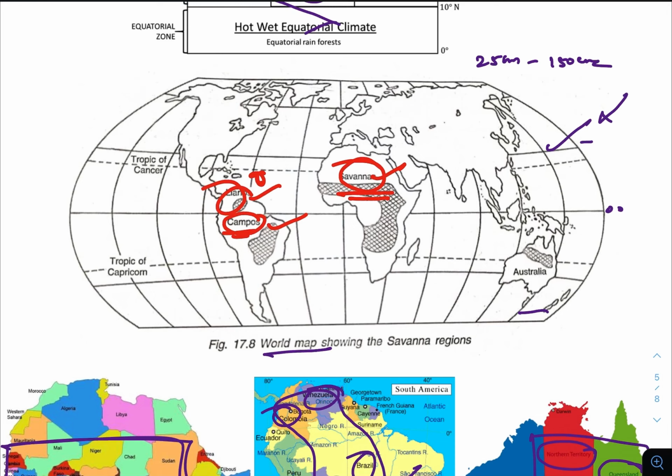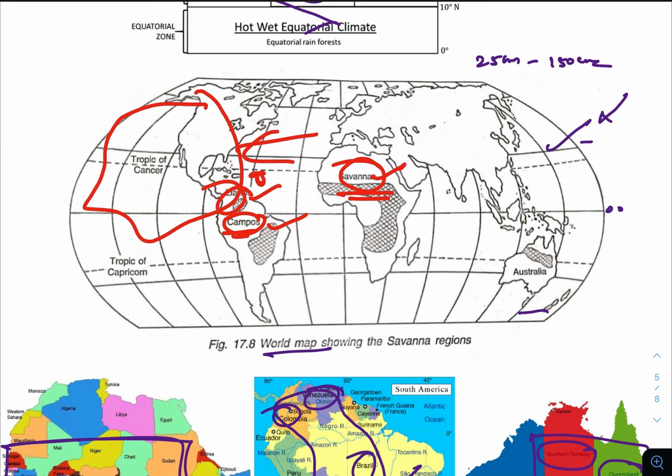Now the trees that grow here are a deciduous type of tree. So again you have to remember that in the equatorial type of climate the trees are evergreen forest, but if you are talking about the tropical grassland, the trees are deciduous forest. And one more thing you have to remember: the trees have broad leaves and an umbrella shape.